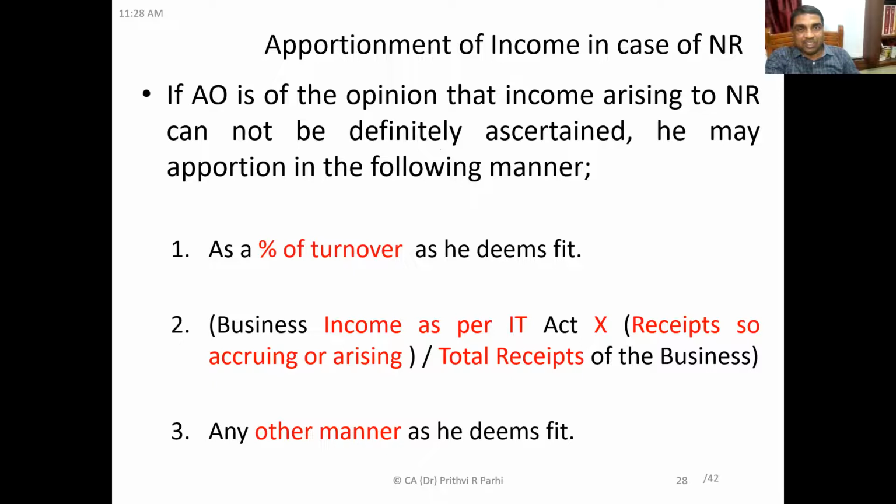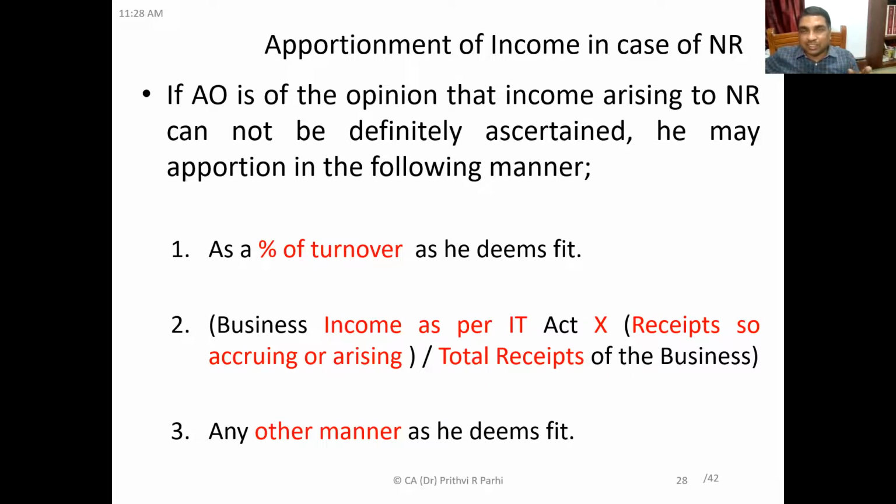Okay. Sometimes, in case it is difficult to find out whether income is accruing or arising in India, if the assessing officer is of the opinion that how much income is arising to the non-resident cannot be definitely accepted, he may apportion in the following manner. That means how much of income is deemed to accrue or arise in India, how much is outside India. On what basis he will do?